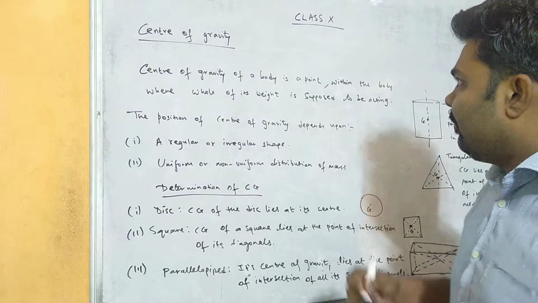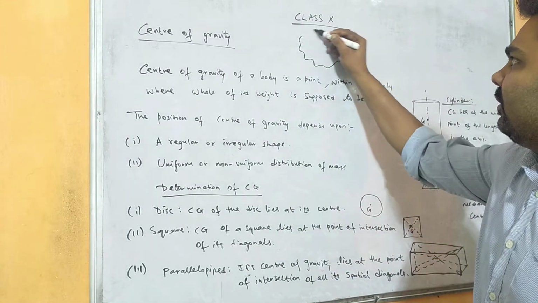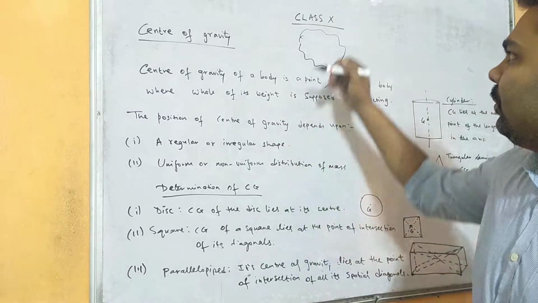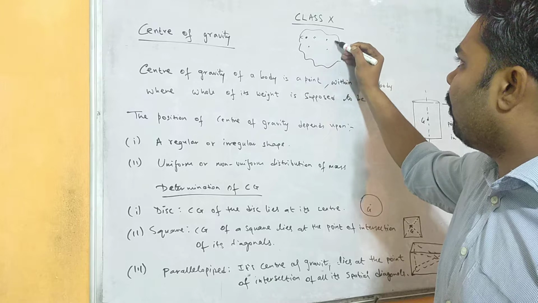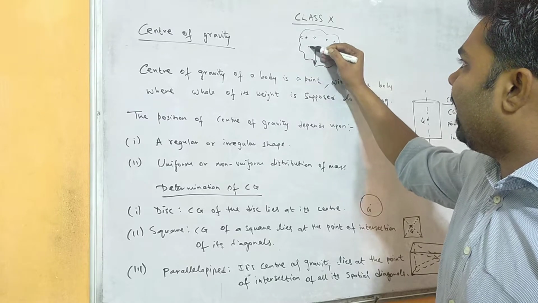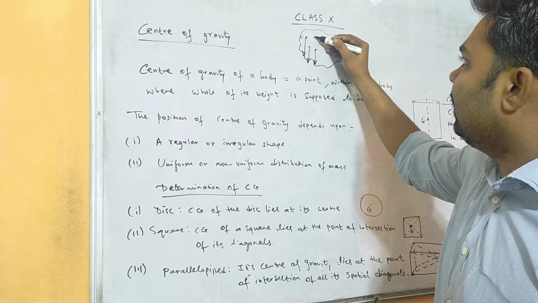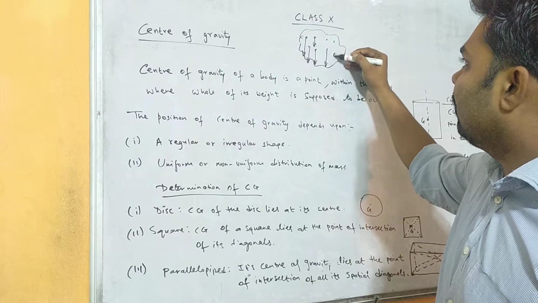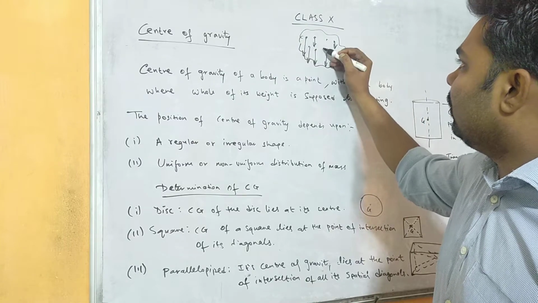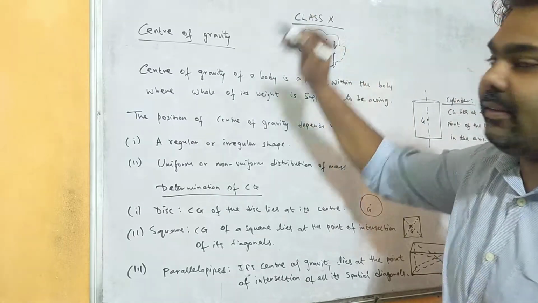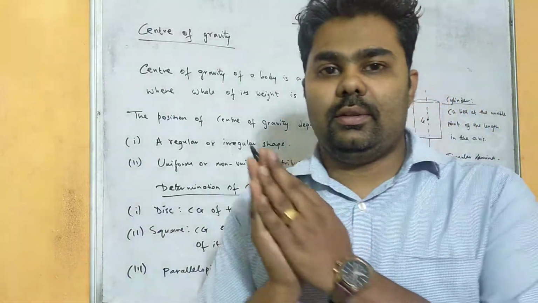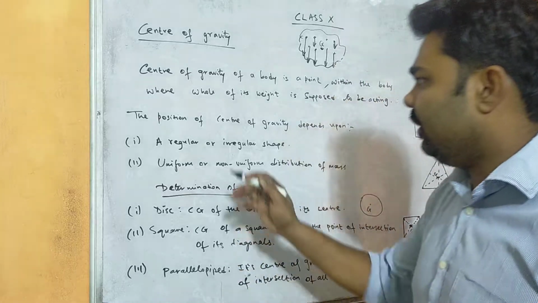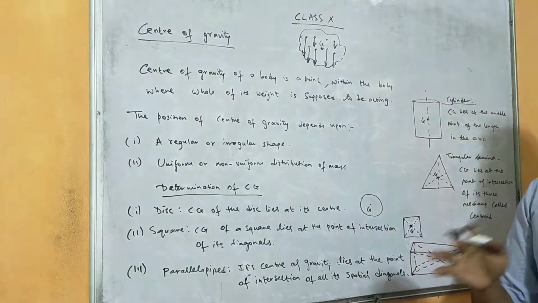You see, if I consider this to be an irregular body, the weight at different points will be acting parallelly in a vertically downward direction, right? So there should be a point G, that is the center of gravity, where all the weight is said to be concentrated. Now, the position of center of gravity depends upon how many factors?